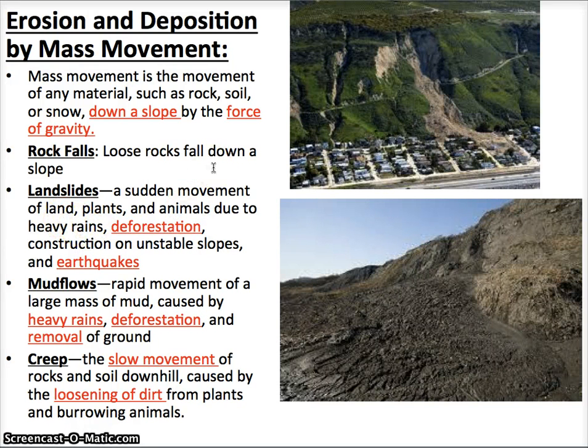Landslides are when there's a sudden movement of land, plants, and animals due to heavy rains or deforestation, and that usually causes erosion of sides of cliffs and mountains, and that's going to deposit them on the bottom of the mountain. Mud flows are similar to landslides, except they involve the movement of a large mass of mud, and also they move right down a slope. And finally, creep is the slow movement of rocks and soil downhill, and it's also caused by loose dirt and roots from plants and burrowing animals.